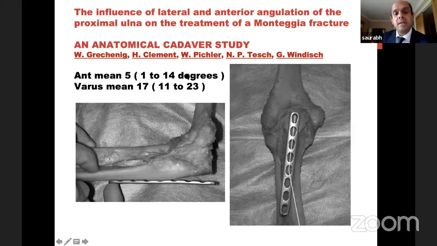Now, most important with Monteggia is the anatomy of the proximal ulna. So this was a cadaveric study. And remember, the ulna is not a straight bone. It has this dorsal angulation, which is roughly 5 degrees at 5 centimeters from the tip. So if I go from the tip of the olecranon 5 centimeters, that's where this 5 degree angulation comes. And it also has a varus bow. Significance being, you can't put a straight plate. The ulna is not a straight bone in both the coronal and sagittal plane.